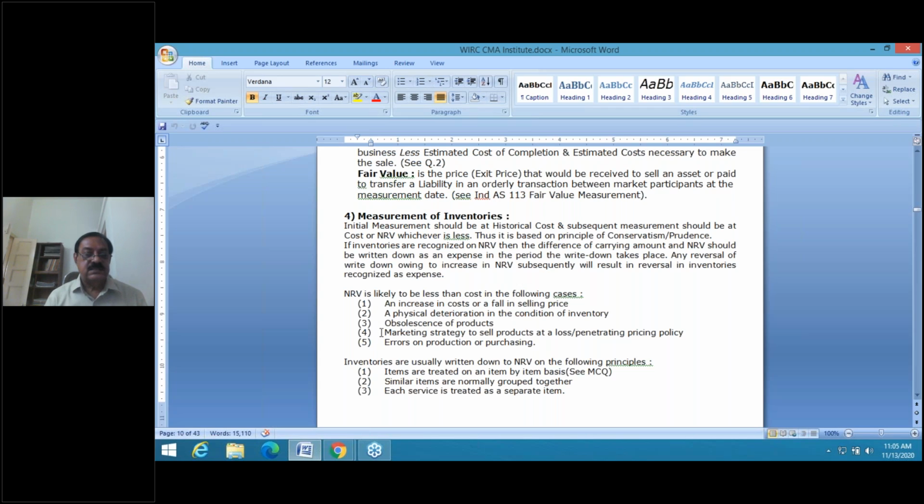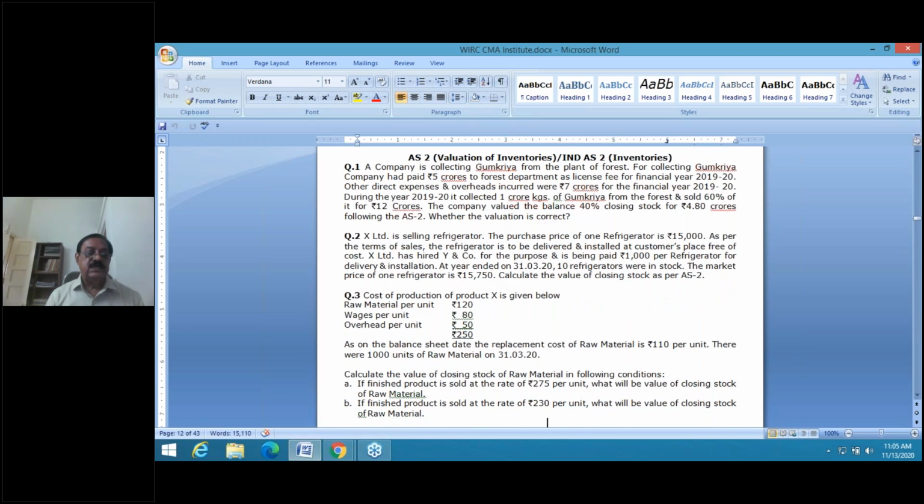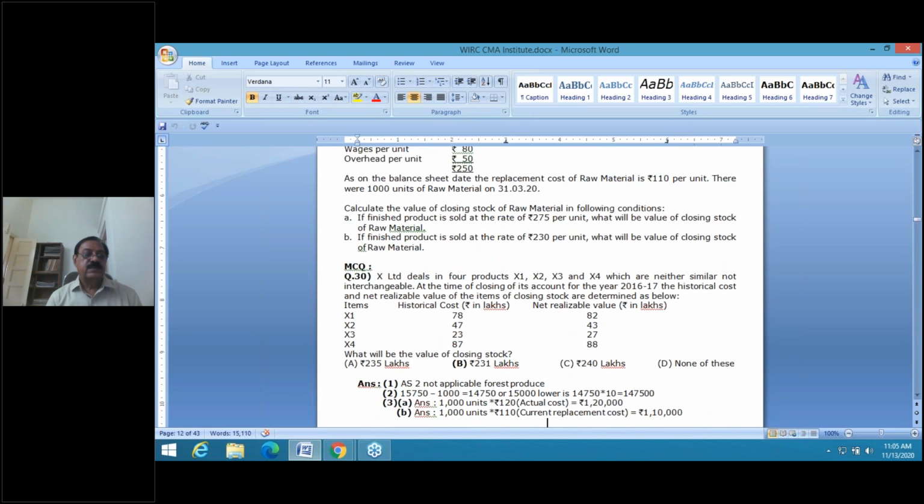How? Let's see, friends. A question can come on this part also, and it is already there in your MCQs declared by the institute. Recently, see question number 30. X Limited deals in 4 products, X1, X2, X3, X4, which are neither similar nor interchangeable. At the time of closing of its accounts for the year, historical cost and NRV of closing stocks are given for X1, X2, X3, X4. What will be the value of closing stock, friends?